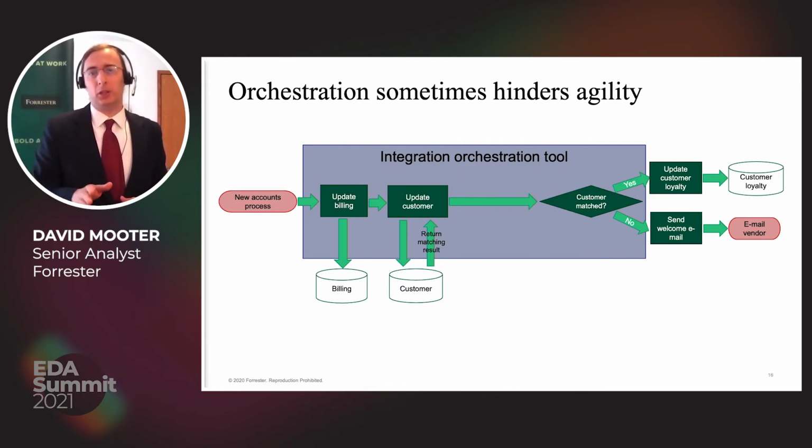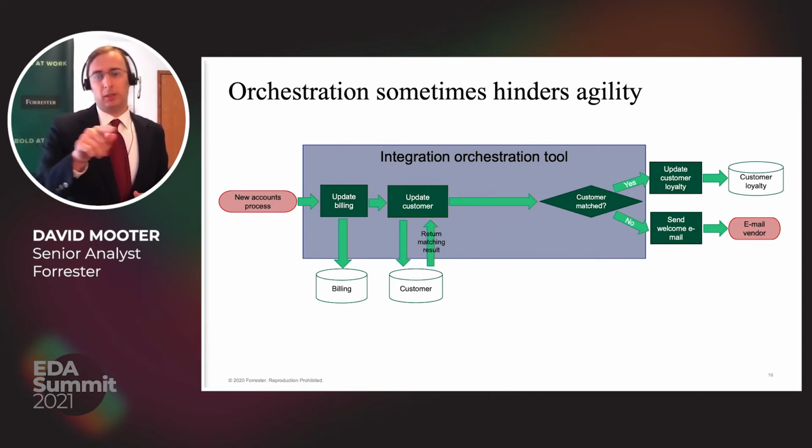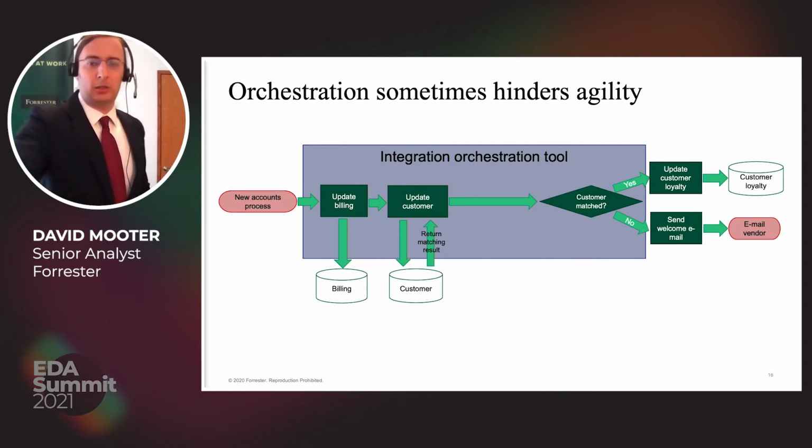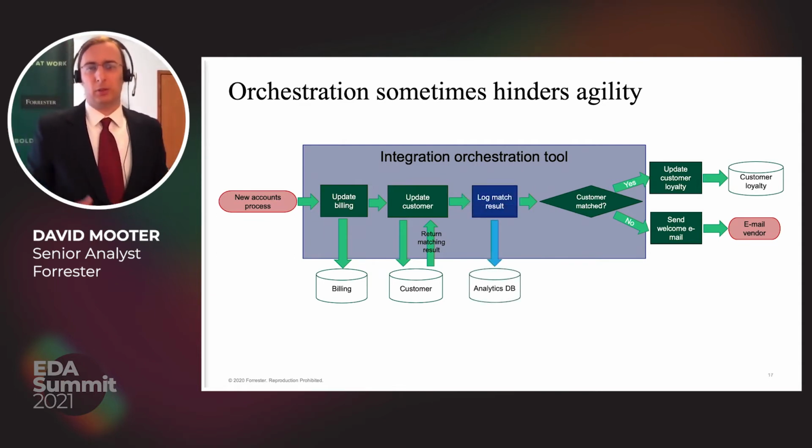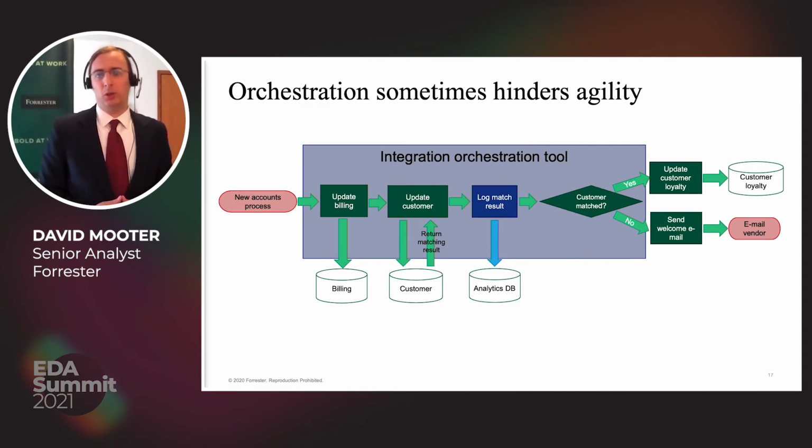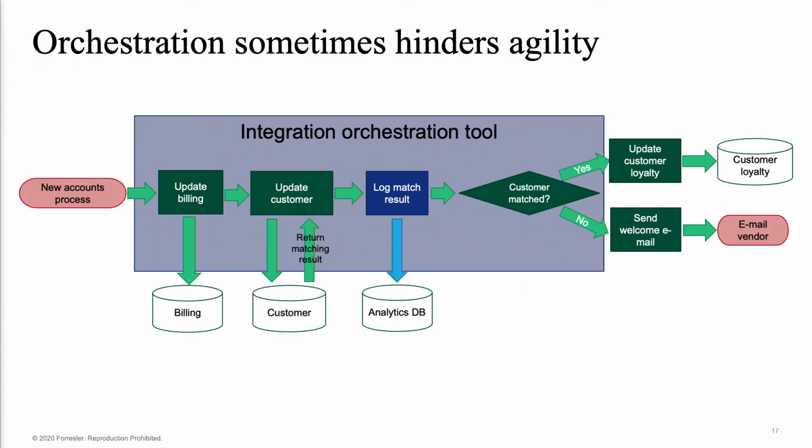Then we have a branch that will update that customer's loyalty level. But if we detect that this is not a new customer, that this is our very first account, then the branch would send a welcome email through our email vendor. Now, our business changes as we progress this orchestration. We now want to capture the results of that match into an analytics database to get more business insights.